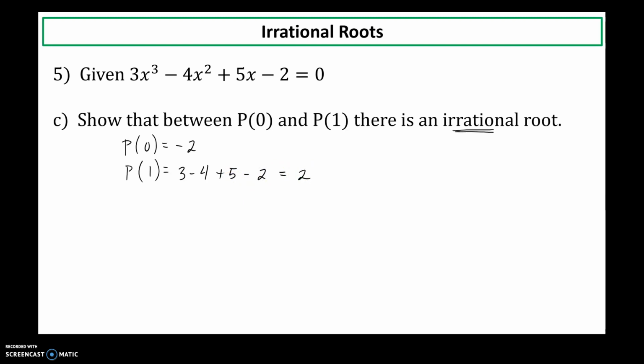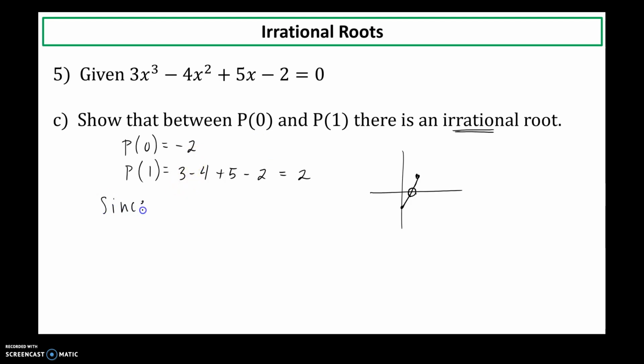Okay, so look at what's happening here. I have no idea what this graph looks like, but I know 0, negative 2 is a point on the function, and 1, positive 2 is a point on the function. So if I were to connect these points, then the graph has to cross the x-axis somewhere. I don't know what the value is, but I know it's going to be between 0 and 1.